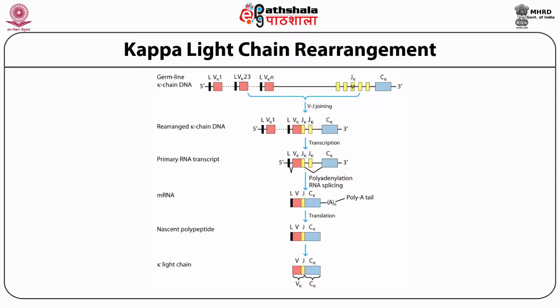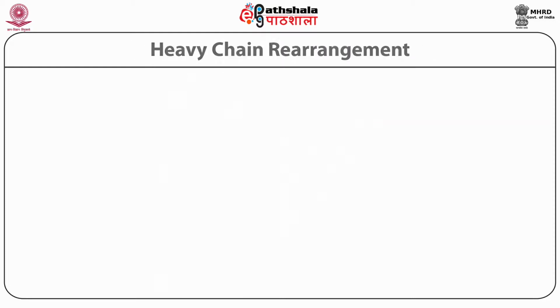Then the constant region, which is far away, comes very close to the hypervariable region and becomes the functional light chain. As I already told you, initially the kappa light chain rearrangement takes place, and if this is not successful, the lambda takes place, or vice versa. That's how one variable region, one J segment, and one constant region combine with each other, and the extra piece of DNA is spliced off by recombinase enzymes and finally gives rise to the functional light chain. Just like I already told you, in the case of light chain, VJ and constant give rise to the functional chain.